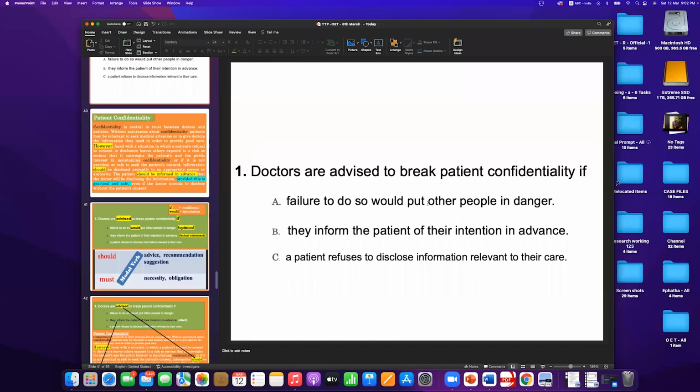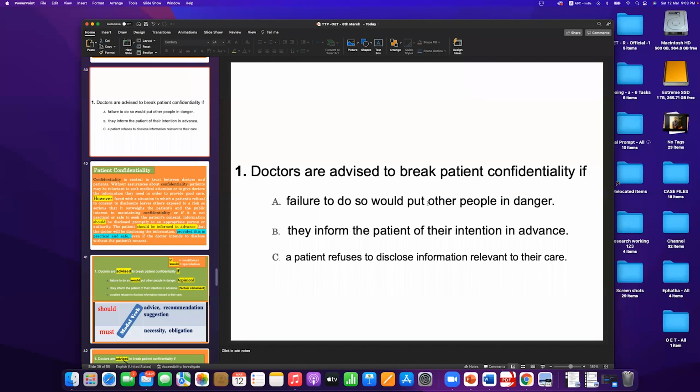Could you read the question? Doctors are advised to break patient confidentiality if... Option A. What is the key word here? Stem word? Advised. Break patient confidentiality. Advice. Yeah. You see, when there are opinion and fact, normally such questions will have advised, and there is also if. If means conditional, right? Yes. Doctors are advised to break patient confidentiality if something happens. Only if something happens. So could you read the options?